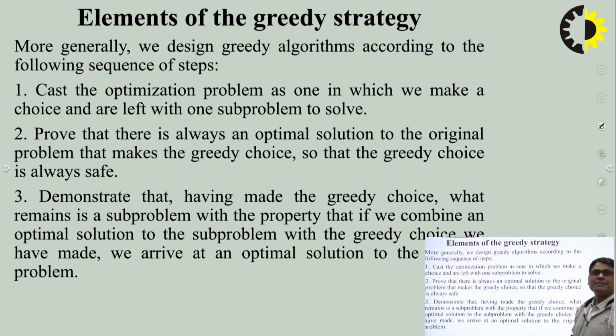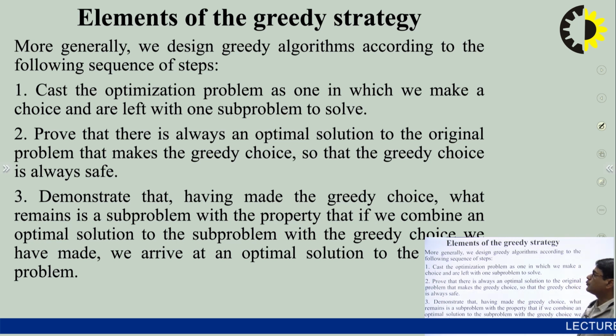Now, what are the elements of greedy strategy? When you are going to apply any greedy strategy, what are the elements? The first important element is to cast the optimization problem as one in which we make a choice and are left with one subproblem to solve. So firstly, you have to cast that optimization problem in this way, that whenever you solve a particular step, the rest of the steps will be available. This is a kind of subproblem, not the whole problem. So you have to solve that subproblem, then switch to another subproblem, solve it again, then find different solutions and finally integrate them.